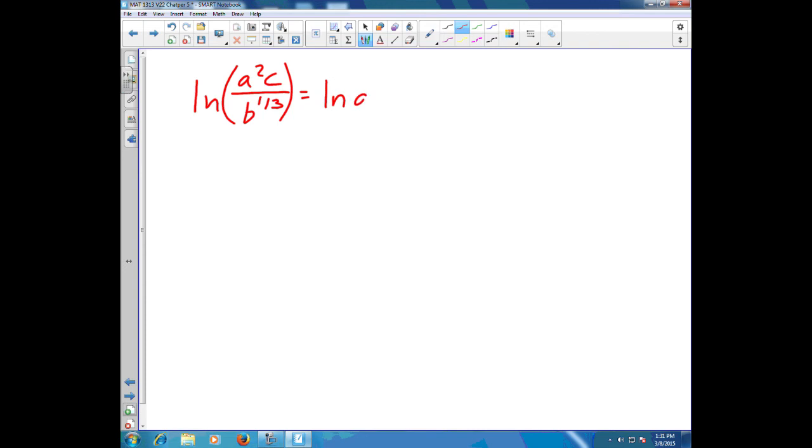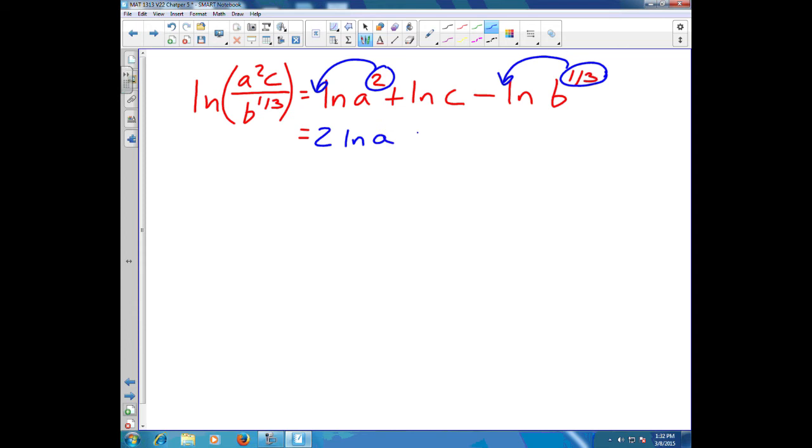So we get the natural log of a squared plus the natural log of c minus the natural log of b to the 1/3. We use the product and quotient rule at the same time. The ones in the numerator are positive, the ones in the denominator are negative. Now we use the power rule. All the exponents are just going to move in front as constants. And so what we'll get is 2 times the natural log of a plus the natural log of c minus 1/3 times the natural log of b. And that would be our solution.